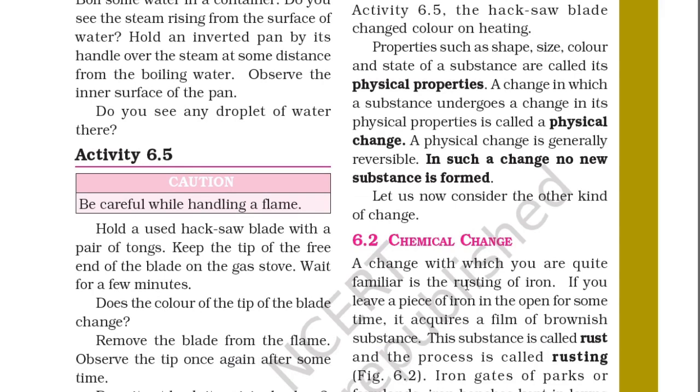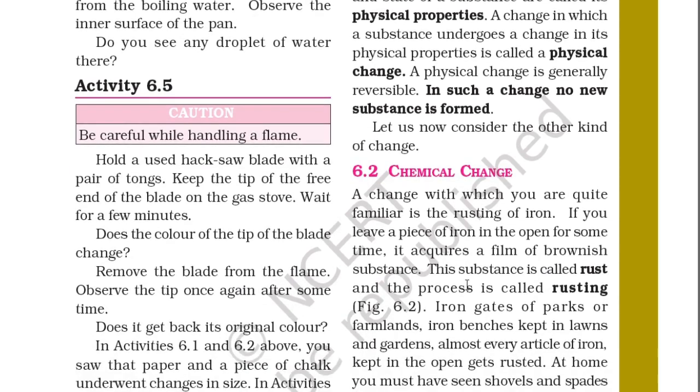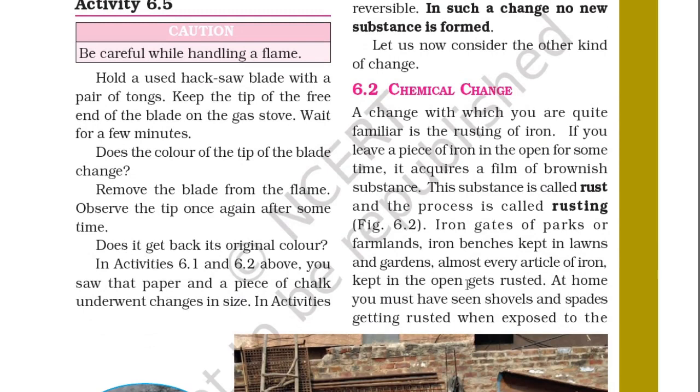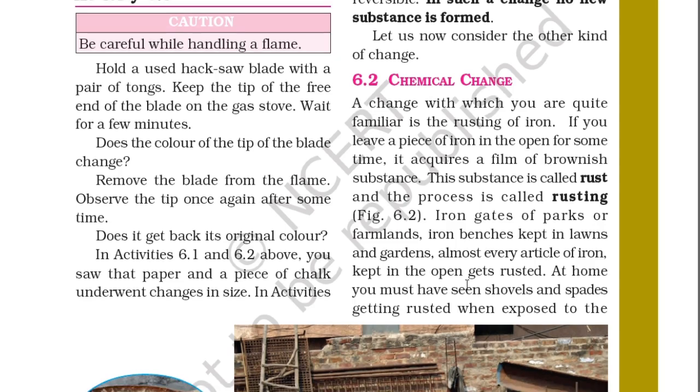Let us now consider the other kind of change, that is chemical change. A change with which you are quite familiar is the rusting of iron. If you leave a piece of iron in the open for some time, it acquires a film of brownish substance. This substance is called rust. So when you place the iron outside and it comes in contact with air and water, it begins the process of rusting. It will leave a brownish film over the substance. That brownish film is called rust, and the process is called rusting.